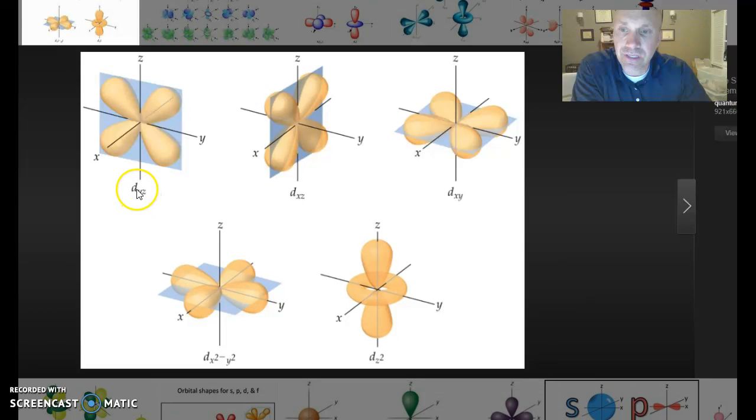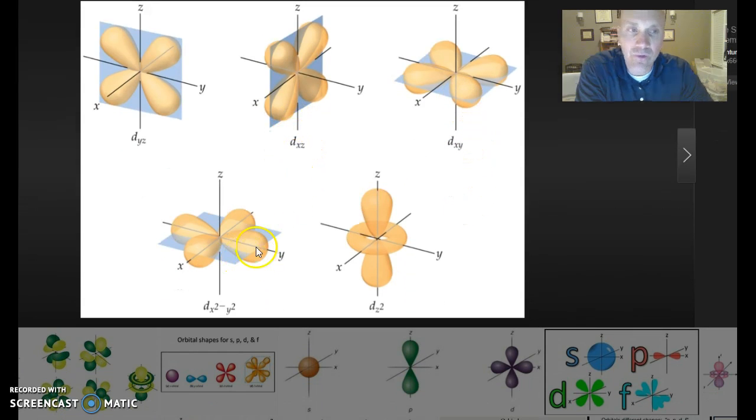3 of them are fairly similar: the dyz, dxz, and dxy. Whenever you have these 2 letters, that means the lobes of these orbitals are between those axes. For example, this is yz. This is what they're calling the z-axis, and this is the y-axis, and notice how these lobes are in between those axes. Same thing here, these lobes are between the x and the z axes, and same thing over here.